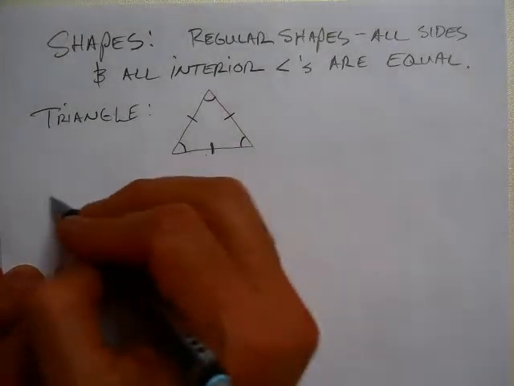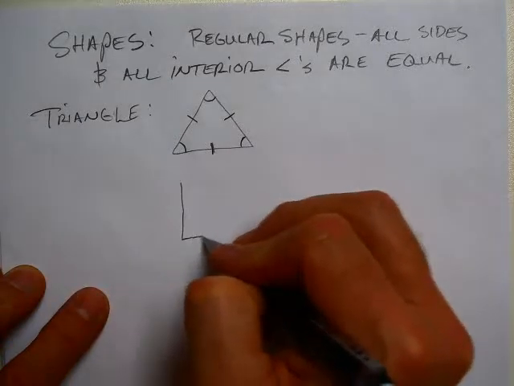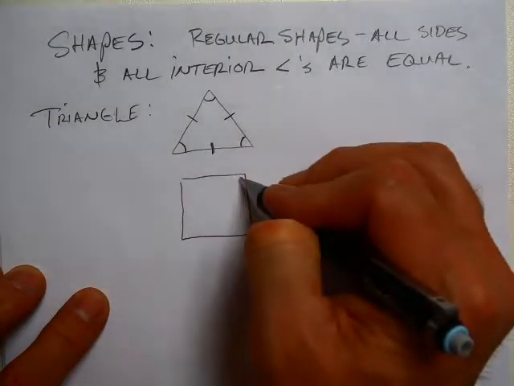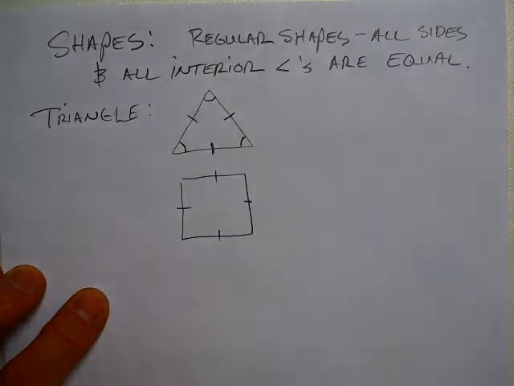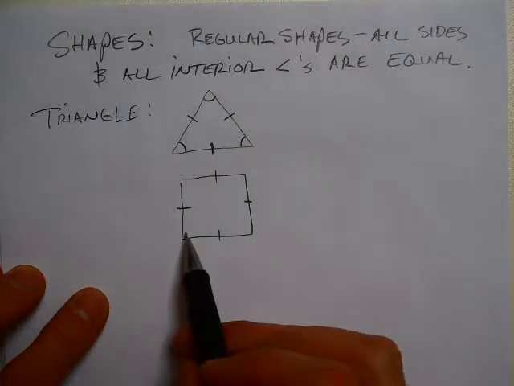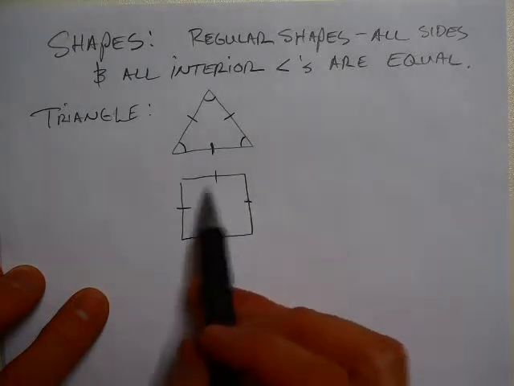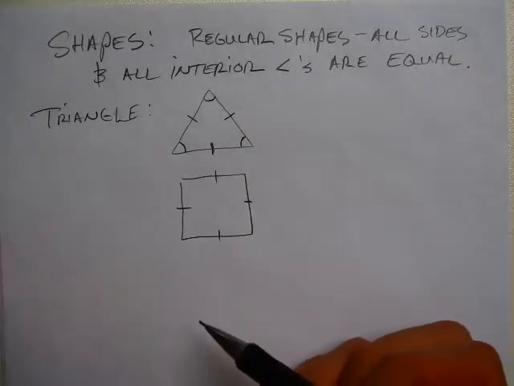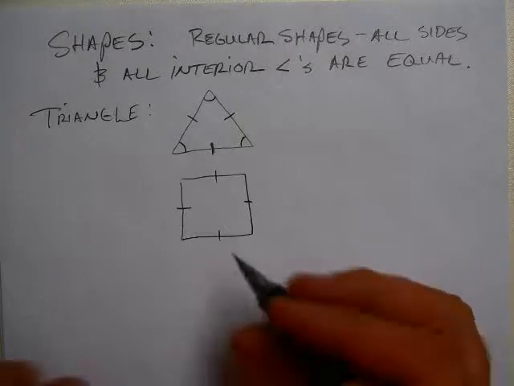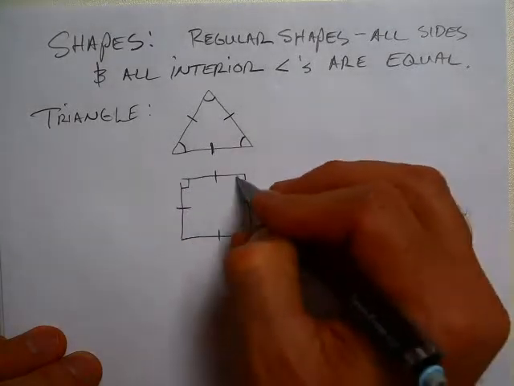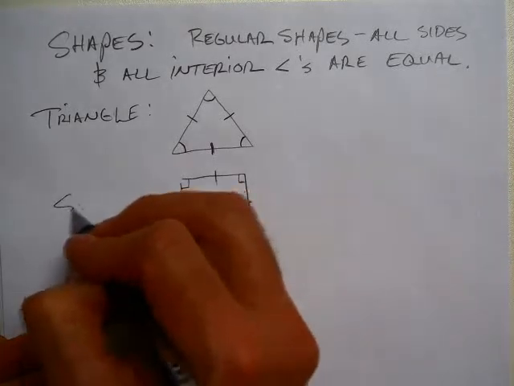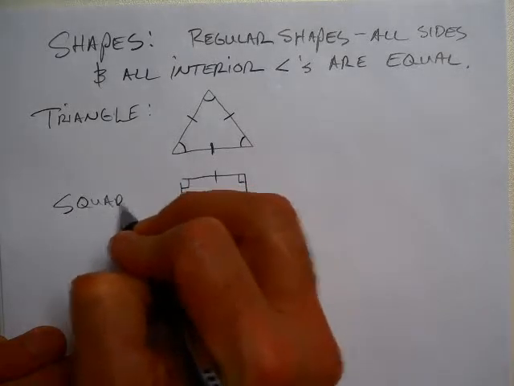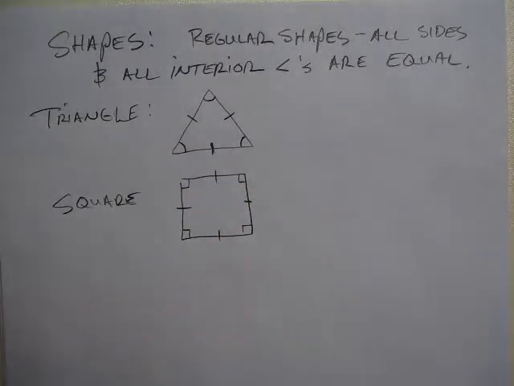What if I have a shape that looks like this? What do we call it, where all angles and all sides are equal? And by the way, what would the angles be on this shape? What do we call this shape? Square. Good. It's a four-sided shape where all sides and all angles are equal.